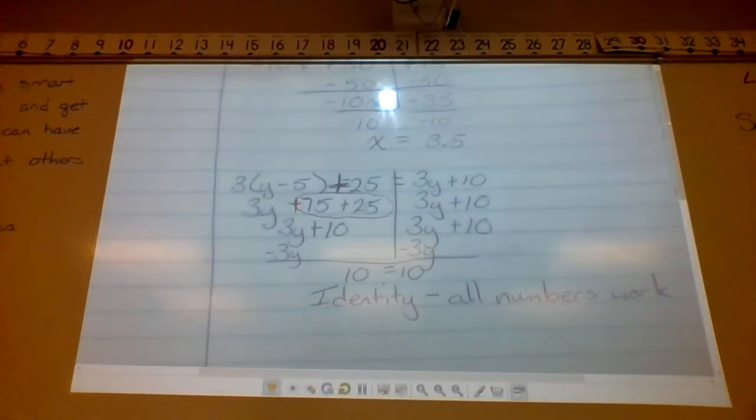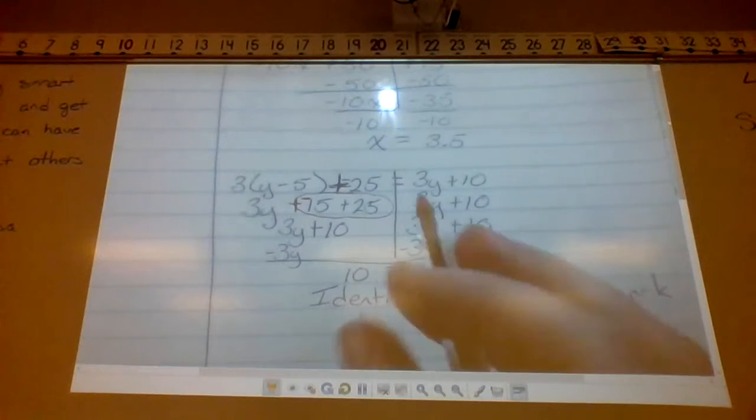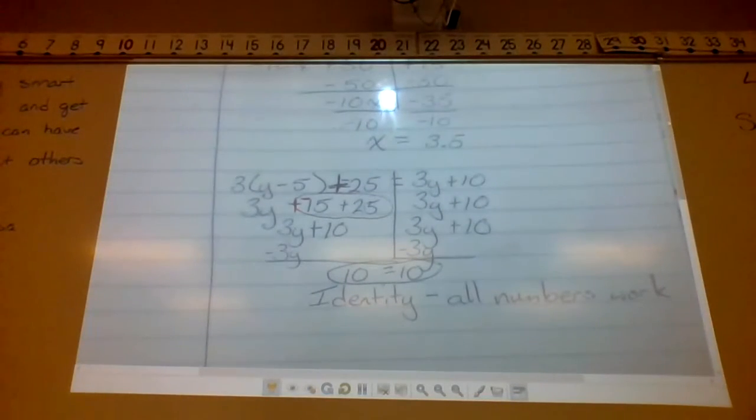Identity is when you have no variables and the constants are always equal. Is 10 always going to equal 10? Every single time. You will never convince me or anyone else who knows their math that 10 does not equal 10. So what's 5 equal? 5 will always equal 5. We're supposed to do this on the teacher page.